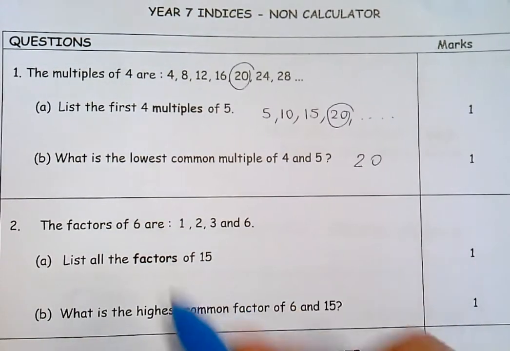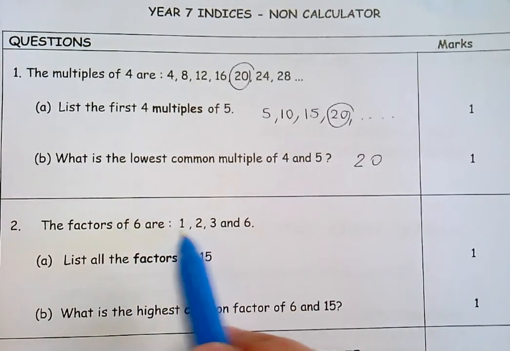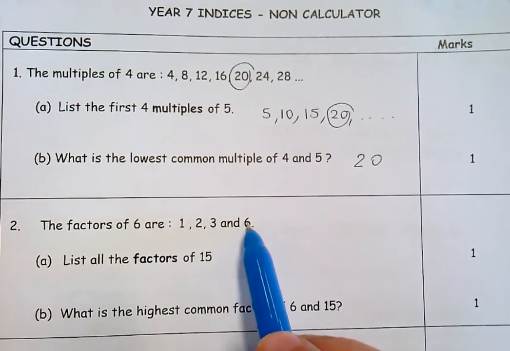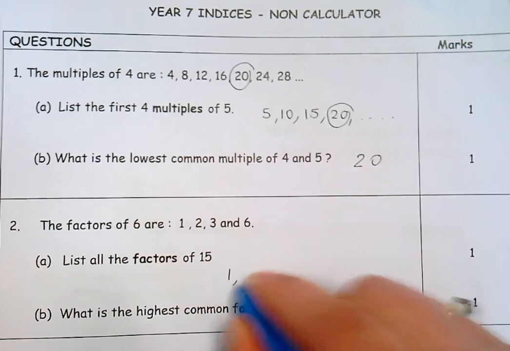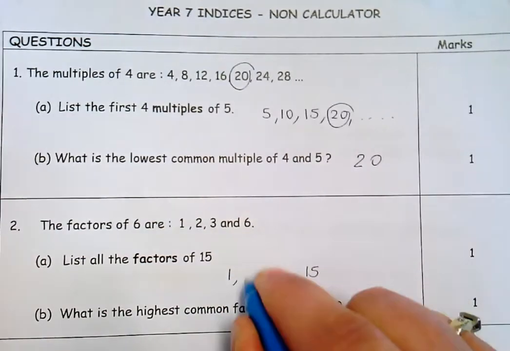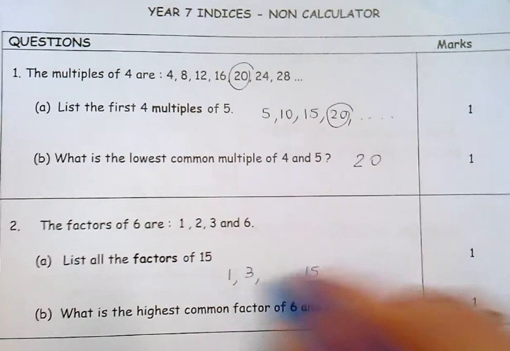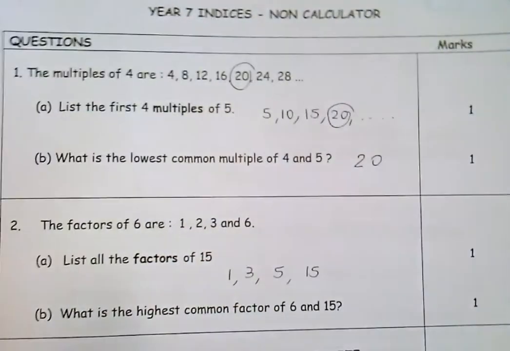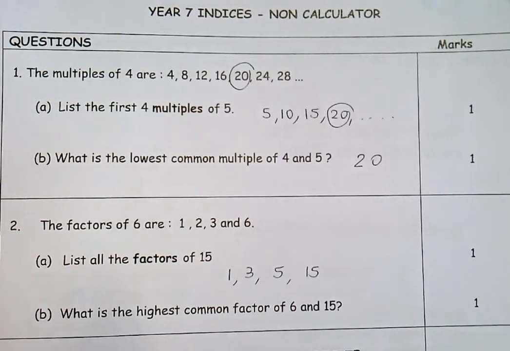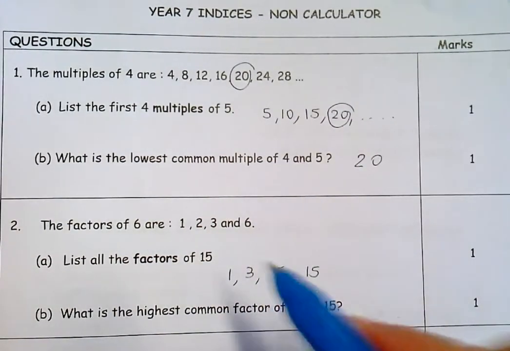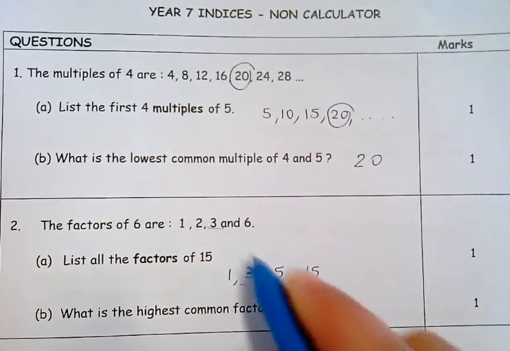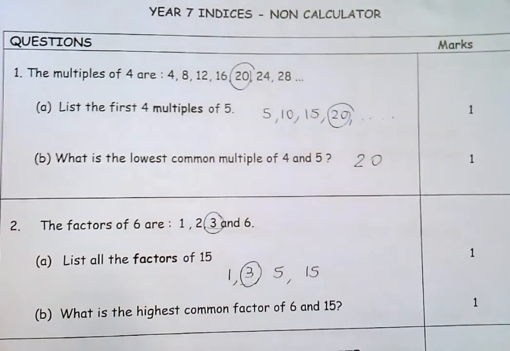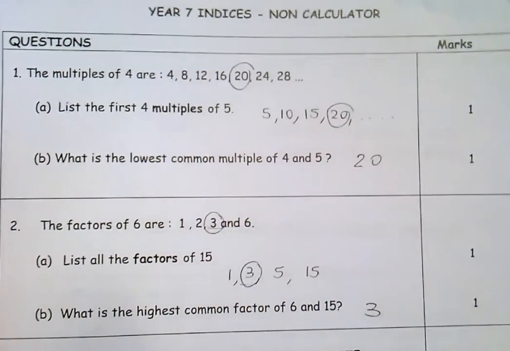Now for question 2. The factors of 6 are 1, 2, 3 and 6, because 1 times 6 is 6 and 2 times 3 is 6. The factors of 15: 1 and its partner is 15. 2 is not a factor, 3 is a factor of 15 and its partner is 5, because 1 times 15 is 15 and 3 times 5 is 15. So the common factors are 1 and 3, but the highest common factor is 3.